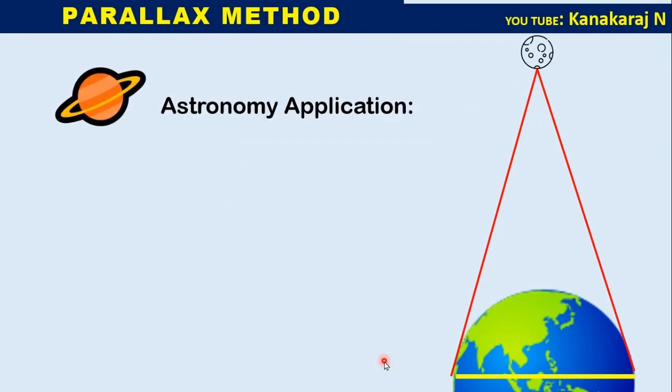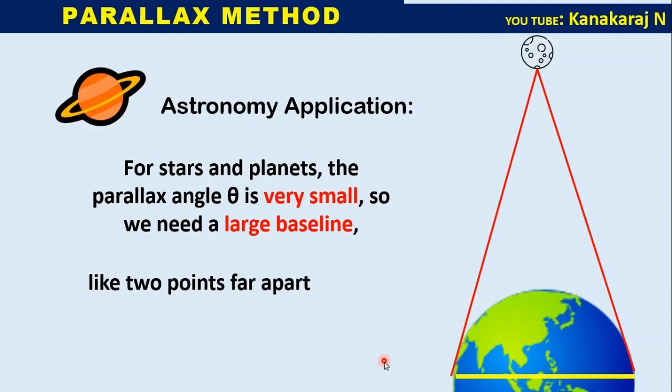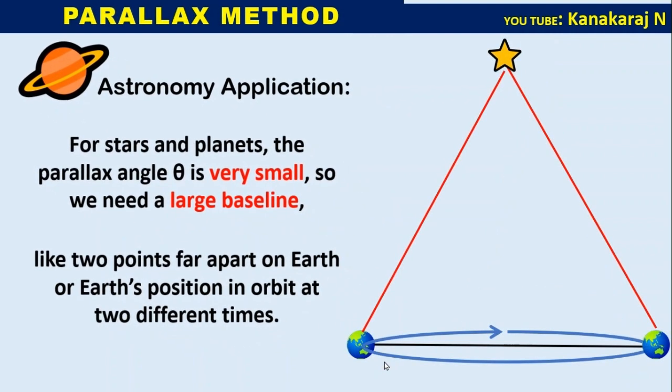Astronomy application. For stars and planets, the parallax angle theta is very small. So we need a large baseline, like 2 points far apart on Earth or Earth's position in orbit in two different times. Here in the picture, we have kept the baseline as the diameter of the Earth, or it can be two different positions of the Earth in the orbit in two different times.